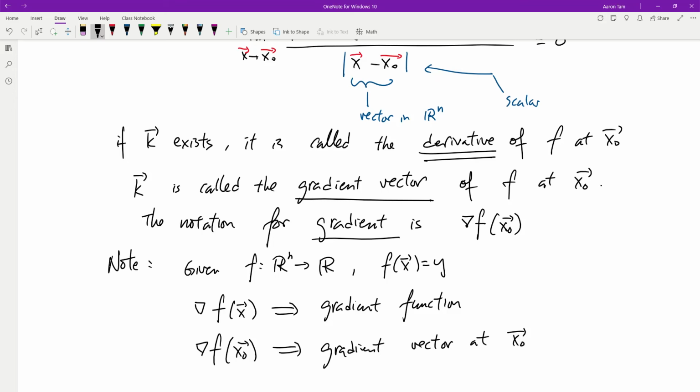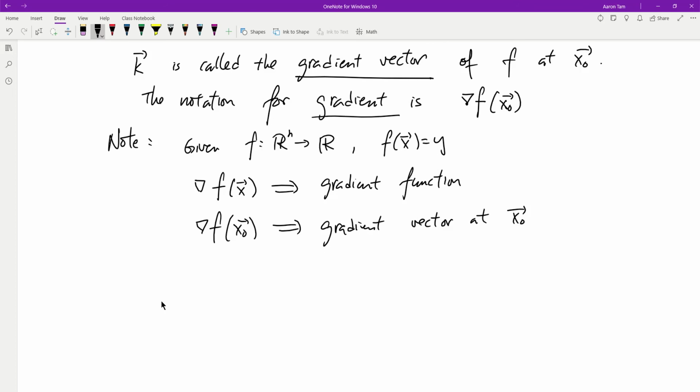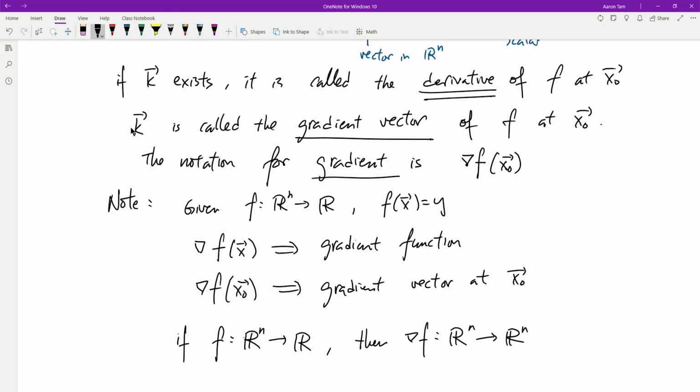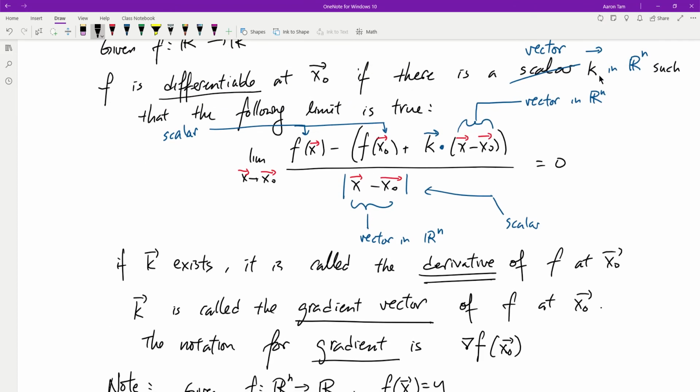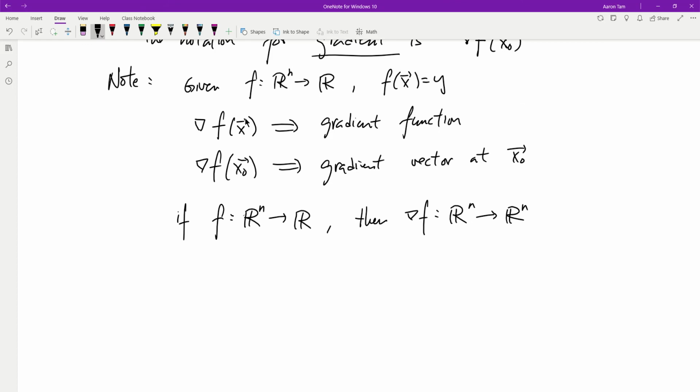And probably one of the most important things that I want to point out about gradient, that was the last thing I'm going to talk to you about, is the following. If the function f maps from Rn to R, then gradient of f actually maps from Rn to Rn. Now, why is that? Because if you think about it, we already established that this vector that fits into the definition has to be a vector in Rn. So therefore, when you define the gradient, it requires the input to be vector x, which is in Rn, and it must give out a vector that is also in Rn.